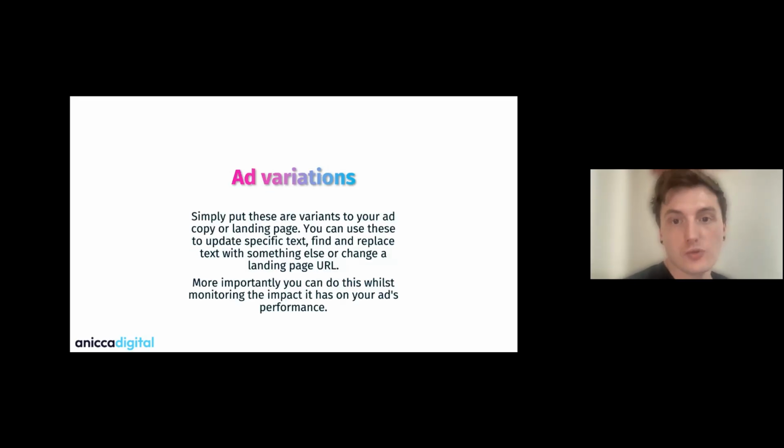The first one I'm going to mention is ad variations. Simply put, these are variations to your ad copy or landing page. You can use these to update specific text, find and replace text with something else, or change a landing page URL. And more importantly, you can do this whilst monitoring the impact it has on your ads' performance.